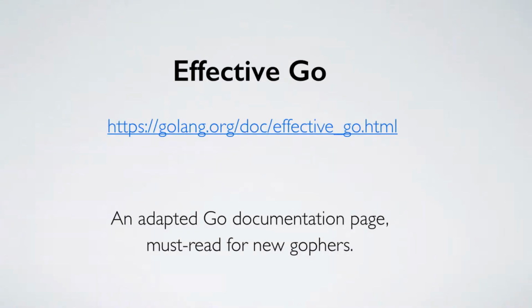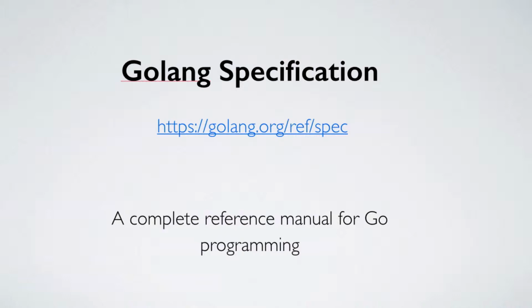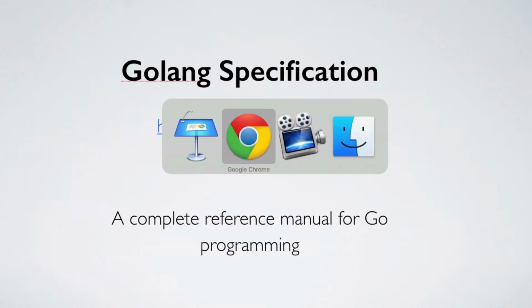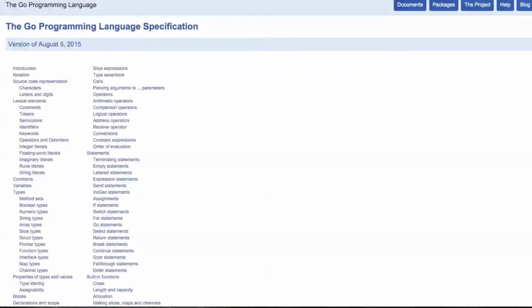Next resource is the Golang Specification, another site part of the official Golang website, and it's pretty much the complete manual for Go programming. If you want to learn about the language, the internals, it's a must visit. Again, let me pull it up here. Here we go.